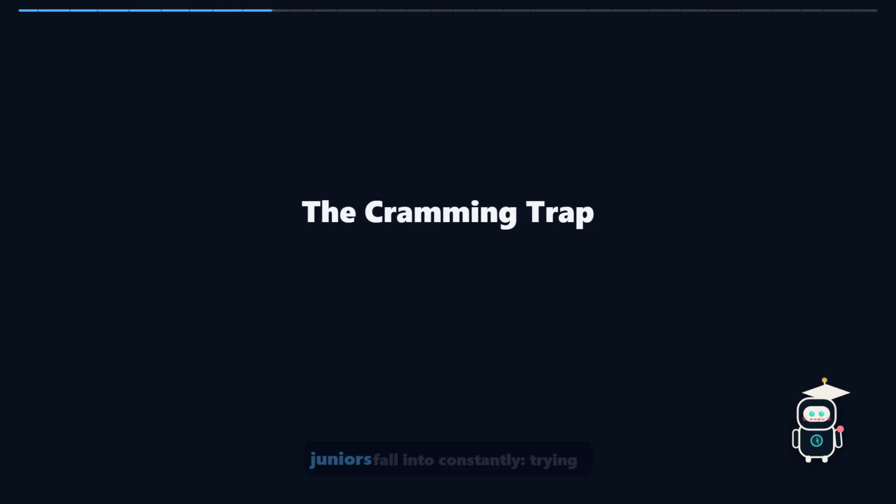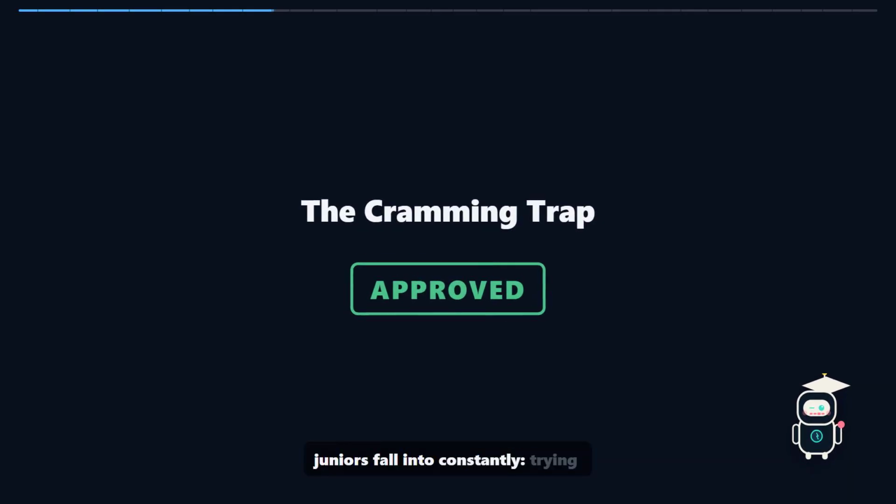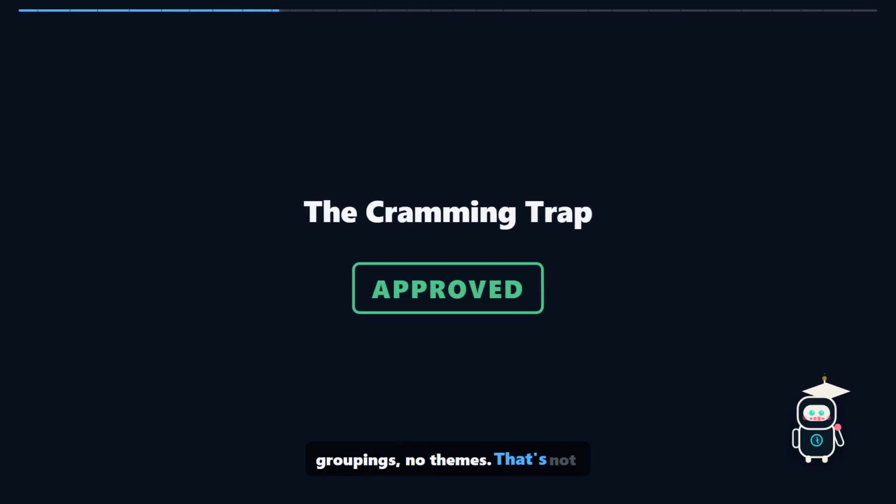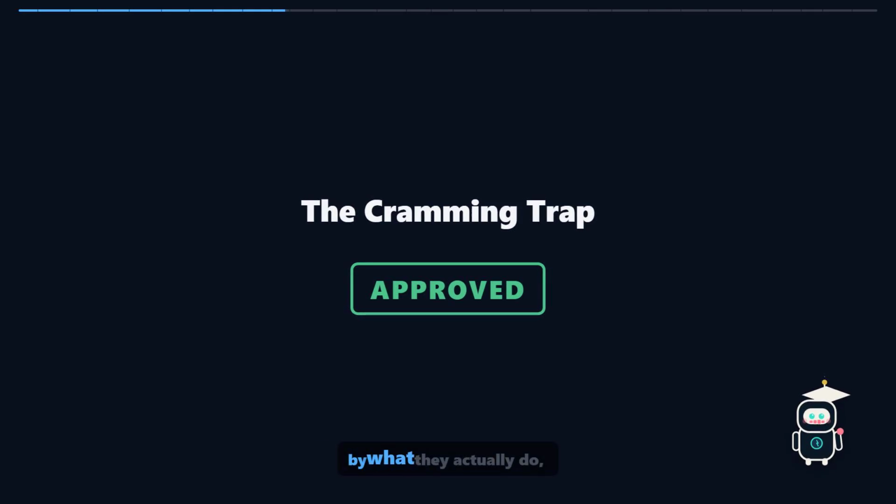Here's a trap I see juniors fall into constantly: trying to memorize 50 AWS CLI commands in one sitting, no groupings, no themes. That's not chunking. That's cramming. Cramming vanishes from your brain the moment you close the terminal. Real chunking means clustering commands by what they actually do, like putting all the networking commands together and learning them as a set.